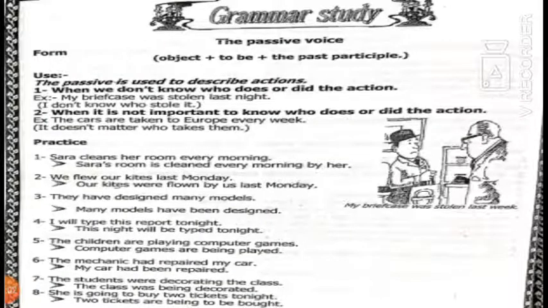Now let's move to the passive voice. The form of the passive voice: object plus to be plus the past participle. We use the passive to describe actions when we don't know who does or did the action. For example, my briefcase was stolen last night. I don't know who stole it. So we use the passive.